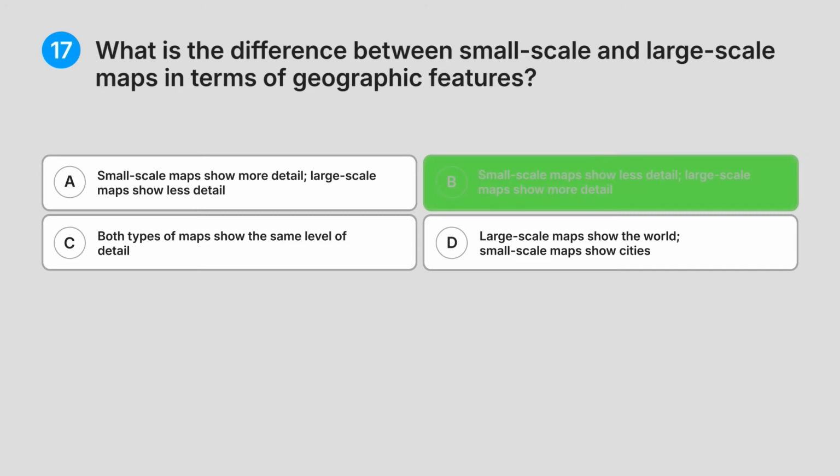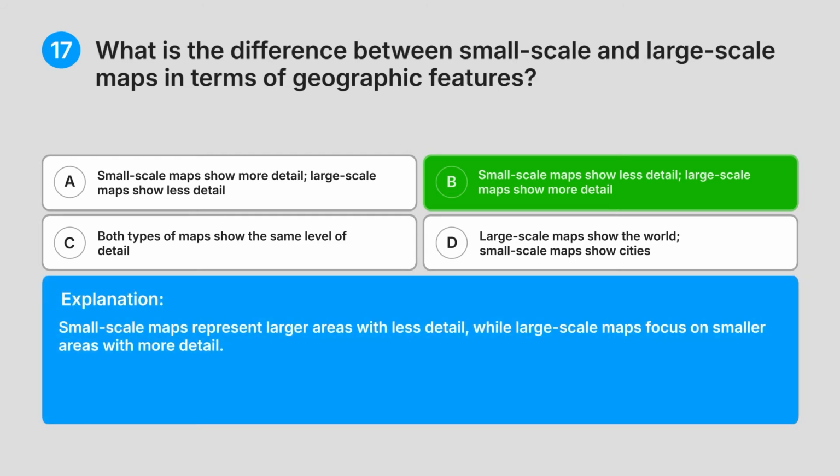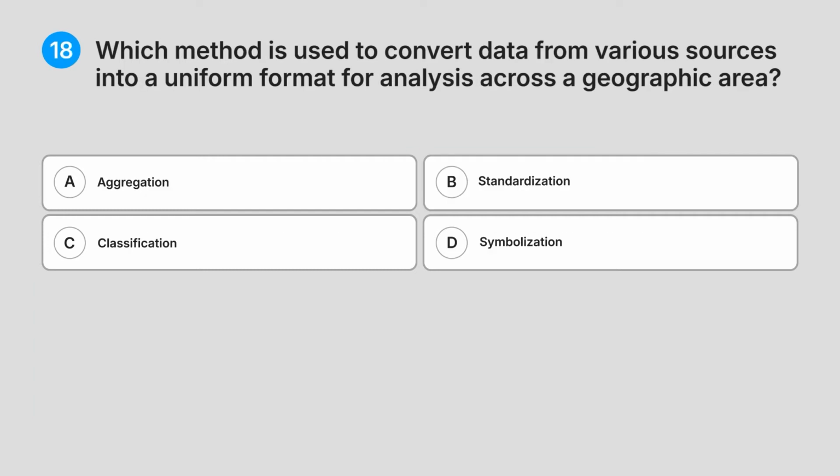Correct answer. B. Small-scale maps show less detail. Large-scale maps show more detail. Explanation. Small-scale maps represent larger areas with less detail, while large-scale maps focus on smaller areas with more detail. 18. Which method is used to convert data from various sources into a uniform format for analysis across a geographic area? A. Aggregation. B. Standardization. C. Classification. D. Symbolization. Can you guess the answer?